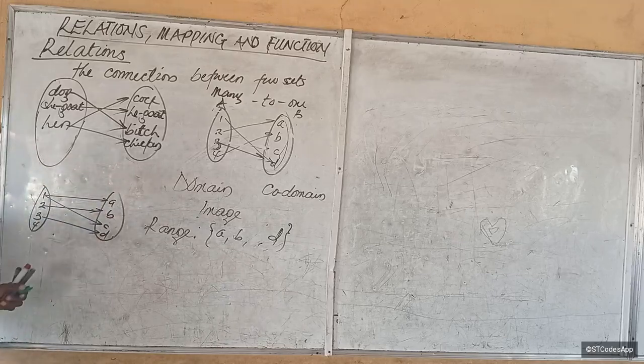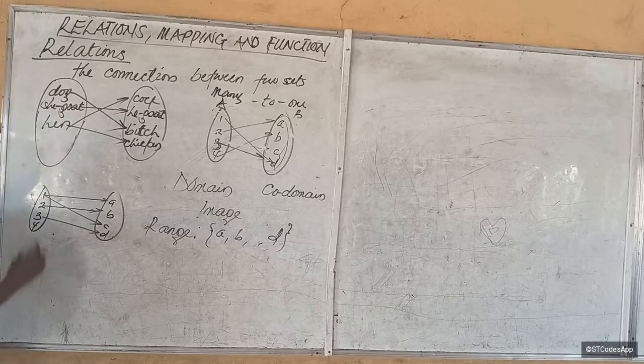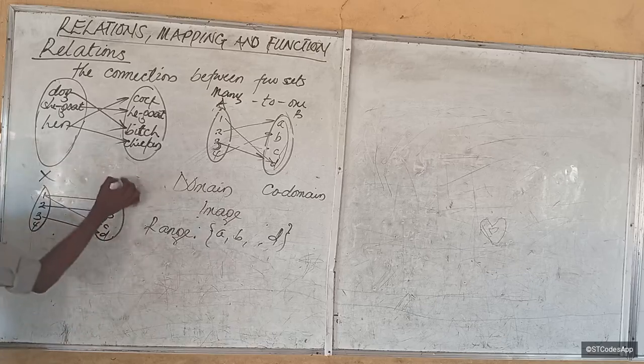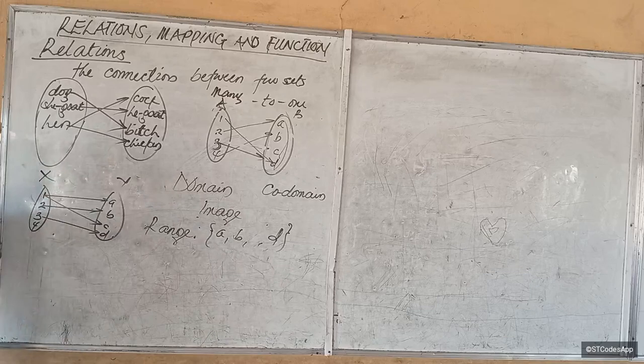Now in this case, this is still a relation. Is that okay? This is a relation. Why? Because there's a connection. Once there is a connection between those two sets, it's a relation. Is that okay? Now, what might make the relation differ?